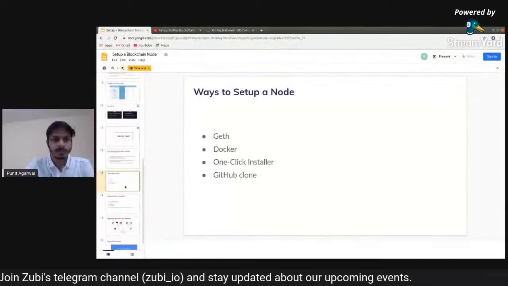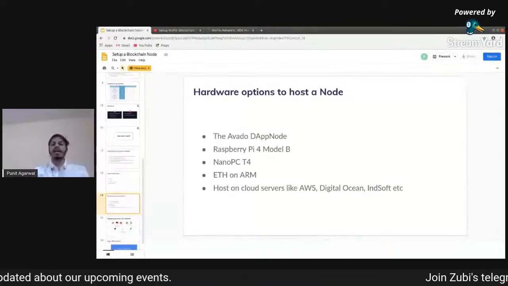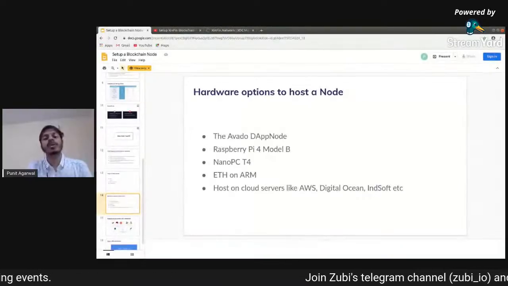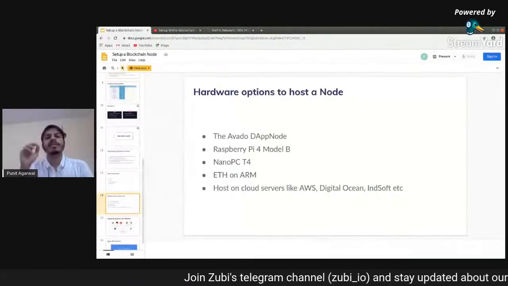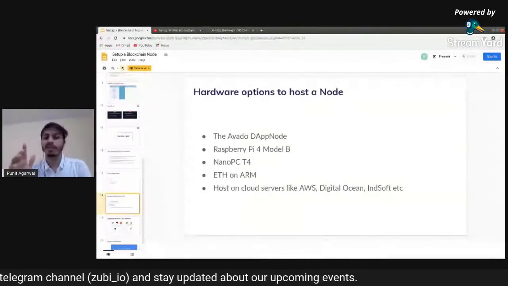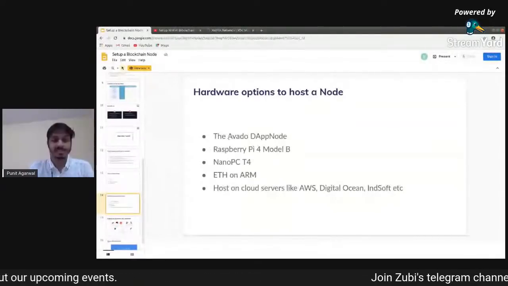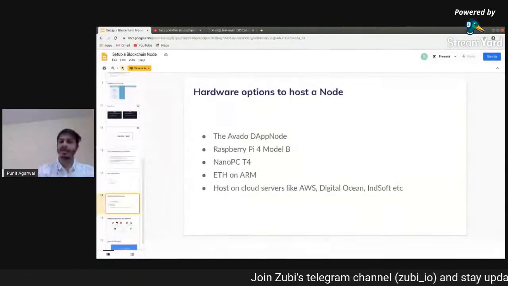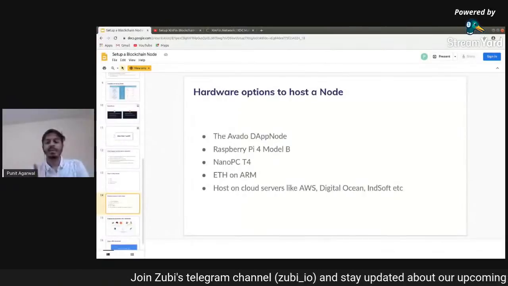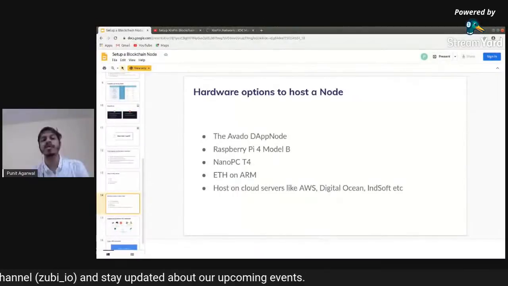Okay. So, what are the hardware options to host a node? Since I said your node is basically a kind of your laptop that you connect with your network, you need to have some hardware option for it. The hardware options can be the Avado DApp node. This is a kind of hardware which is available in the market. You can purchase it. There is a Raspberry Pi, there is a Nano PC, there is an ETH on ARM.